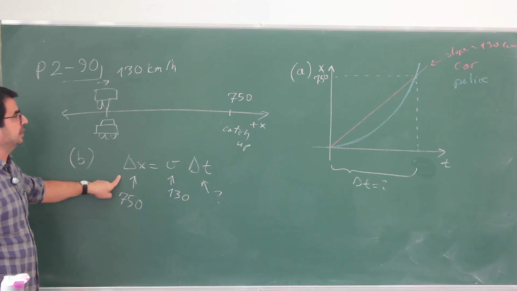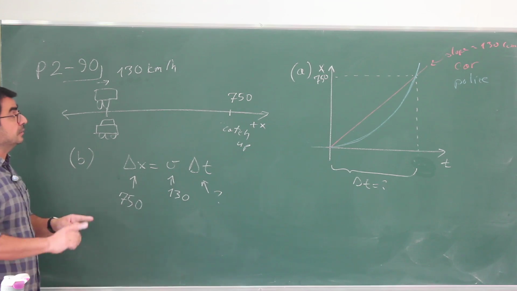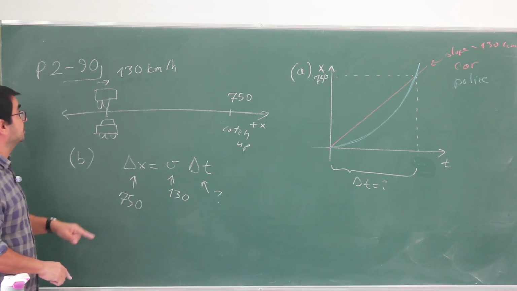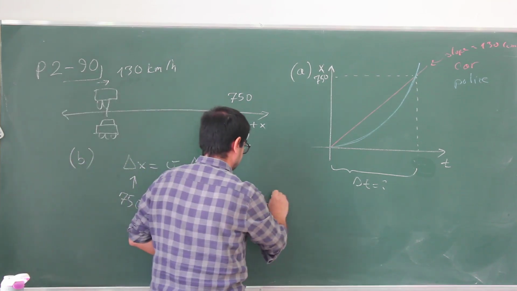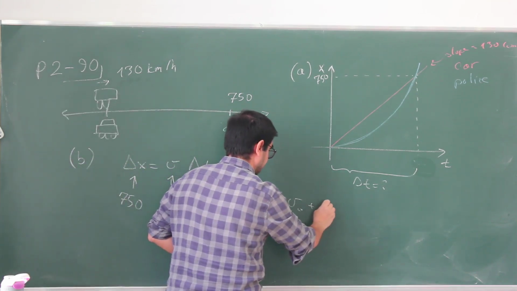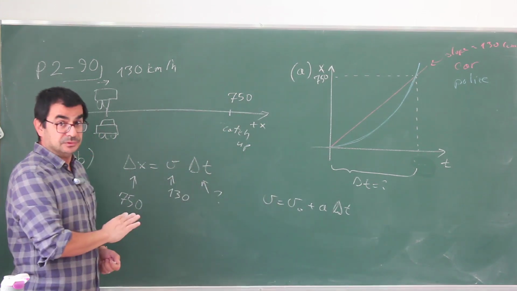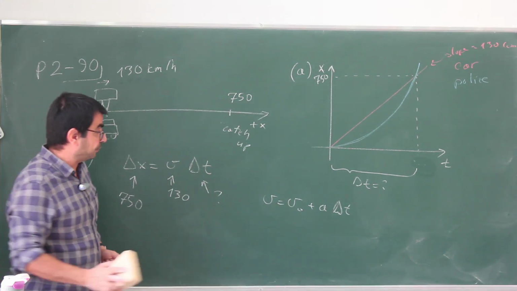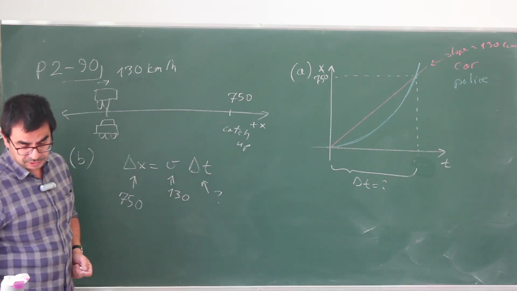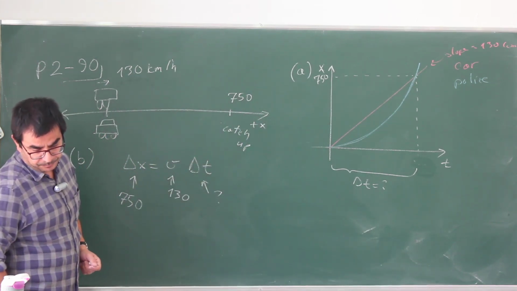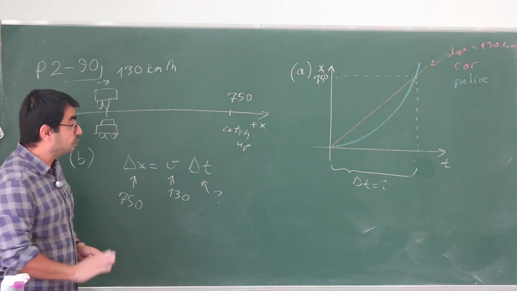But you could, for example, say that at the meeting point, their velocities are the same. So the police is reaching 130 kilometers per hour. And so I'm going to use something like this: V0 plus a delta t. You can't. In fact, you could try to use this for the second one, the required acceleration of the police car. So part C is the required police car acceleration for this.